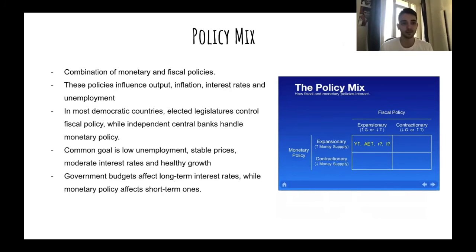The policy mix is a combination of monetary and fiscal policies. These policies influence output, inflation, interest rates, and unemployment. In most democratic countries, elected legislators control fiscal policy, while independent central banks handle monetary policy. The common goal is low unemployment, stable prices, moderate interest rates, and healthy growth. Government budgets affect long term interest rates, while monetary policy affects short term ones.